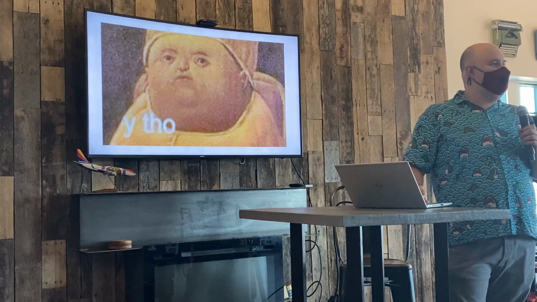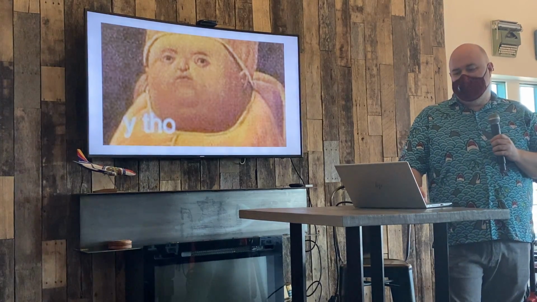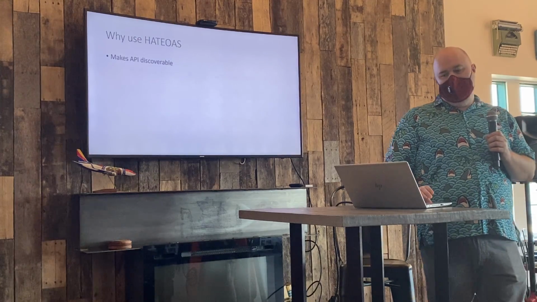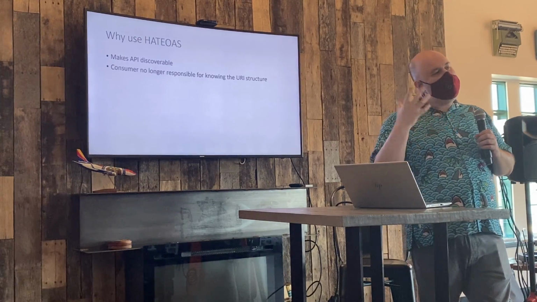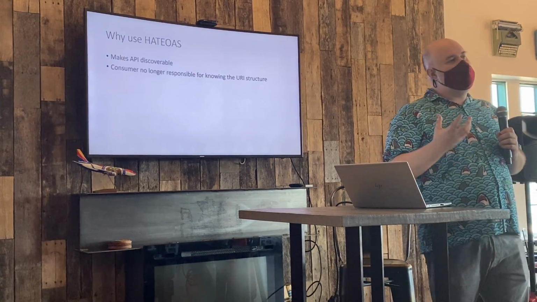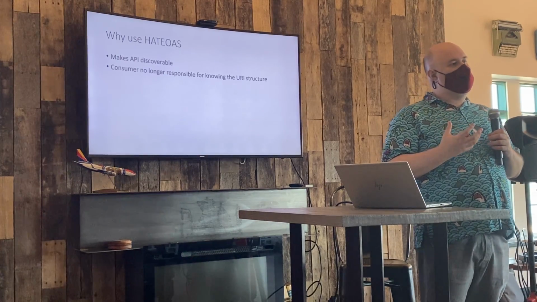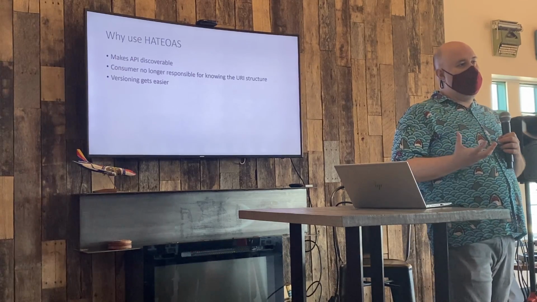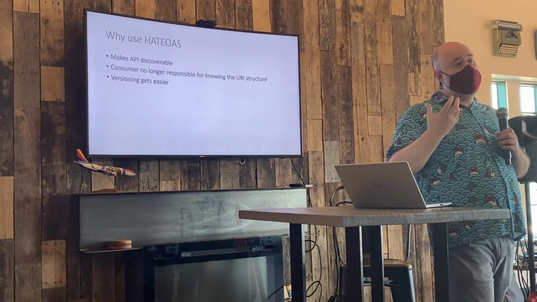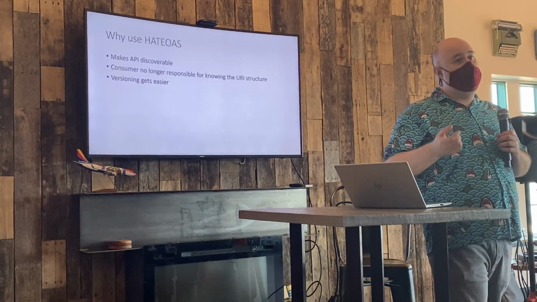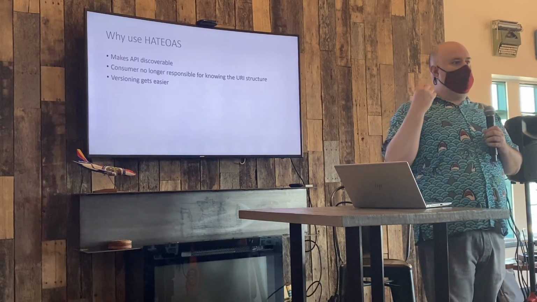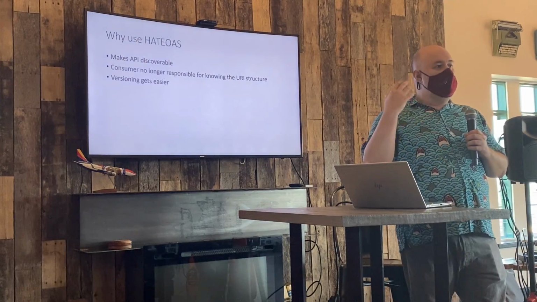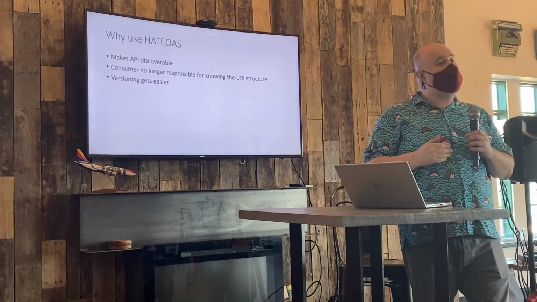But why do you want to do this? It's a lot of extra work, right? It's because it makes your API discoverable. By providing the links, you are eliminating the need for the consumer to understand the structure of your API completely. Versioning gets a lot easier because now you don't have to worry about whether they're using the right version in the URL, or have the right headers, or are negotiating the right content to get the right version. You can just provide in the links to the other versions.